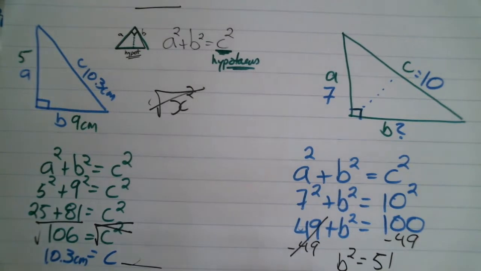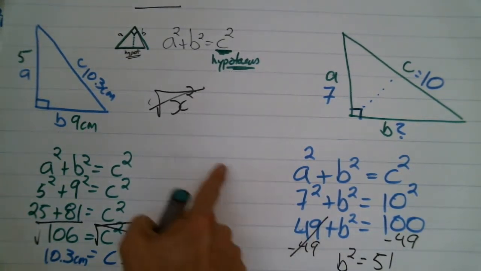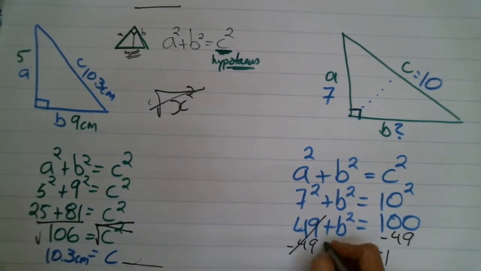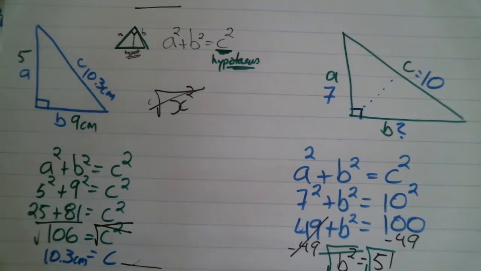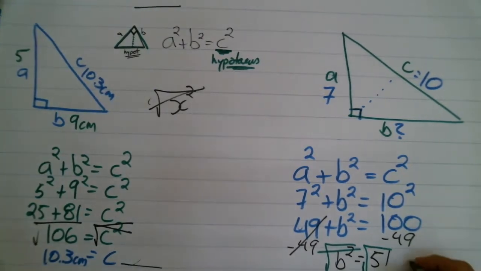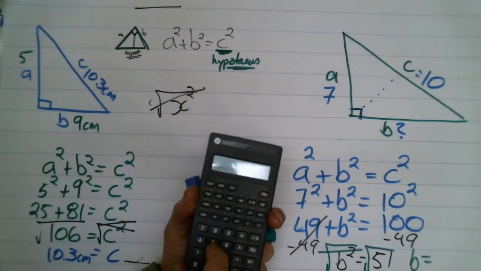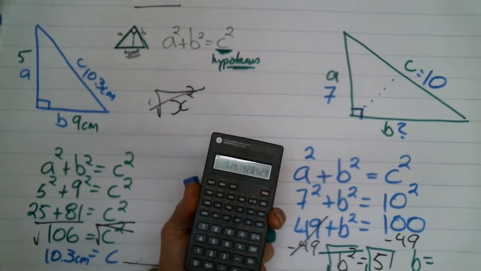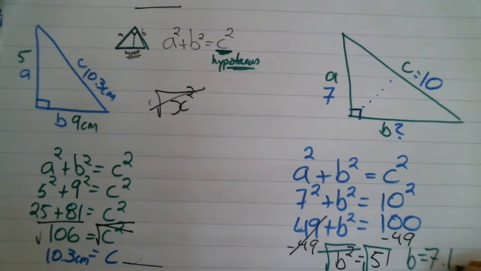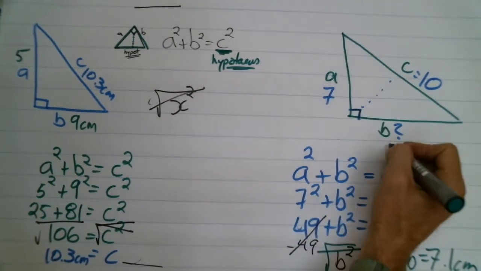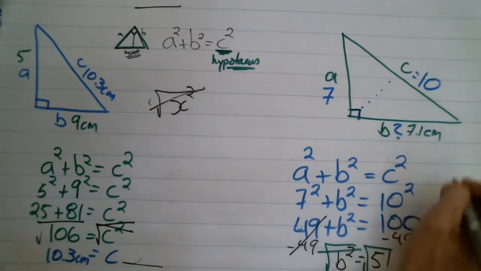Now, question, how do I get rid of that square? You can say it out loud. I know it seems weird to talk to a recording, but you can. That's right, the opposite of square is square root. That cancels out my square. What I do to one side, I do to the other. B is now going to equal, we go 51 square root, 7.14 or 7.1 centimeters. So B is now 7.1 centimeters.